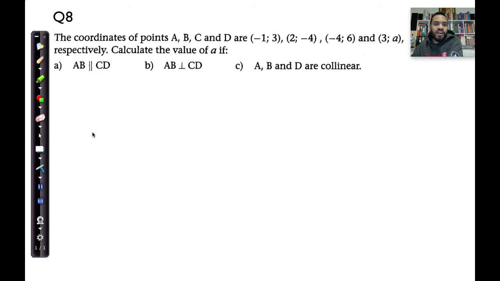Okay, so the coordinates of points A, B, C and D are (-1, 3), (2, -4), (-4, 6) and (3, a) respectively. Calculate the value of a if AB is parallel to CD.